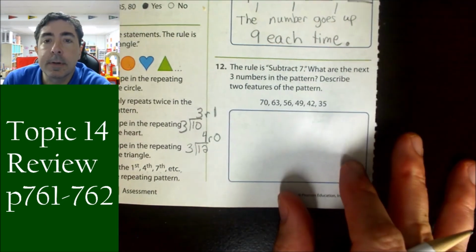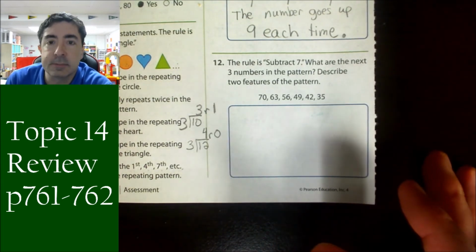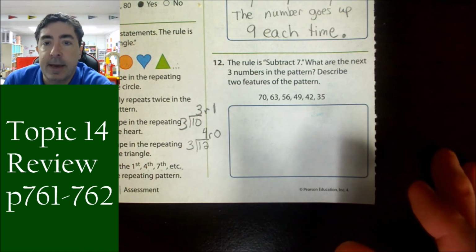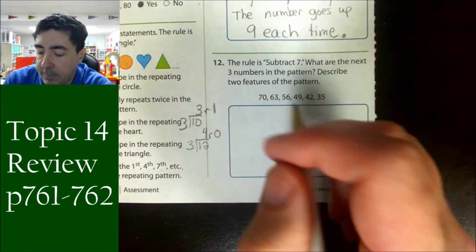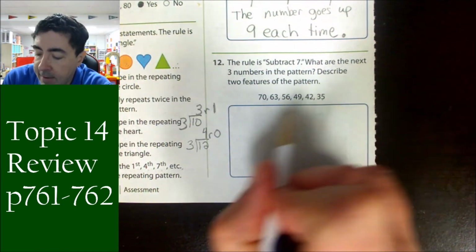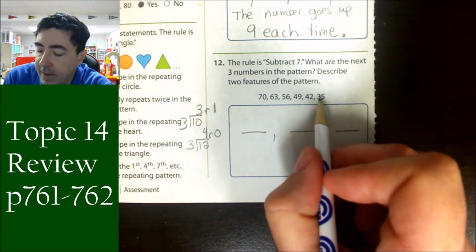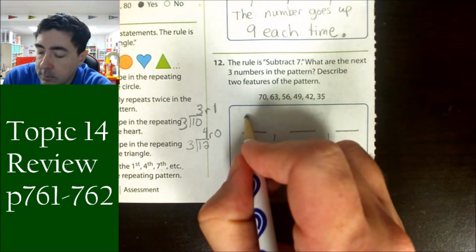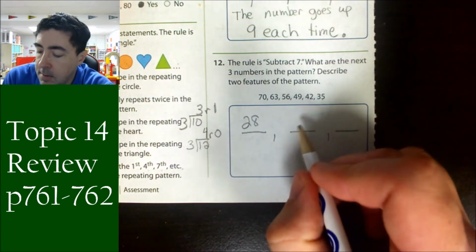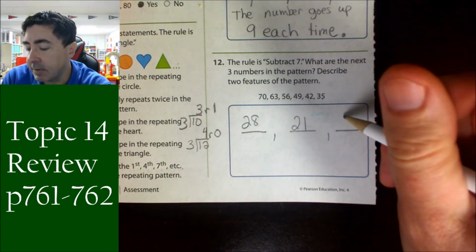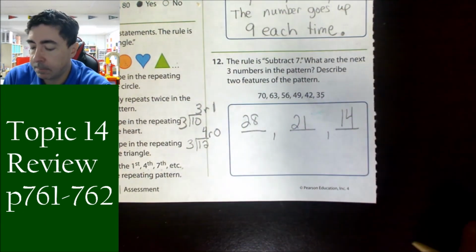Number 12. The rule is subtract 7. What are the next 3 numbers in the pattern? And then we're going to describe features of the pattern. So 35, and we need the next 3 numbers. 35 minus 7 should get me 28. Minus 7 is 21. Minus 7 is 14.